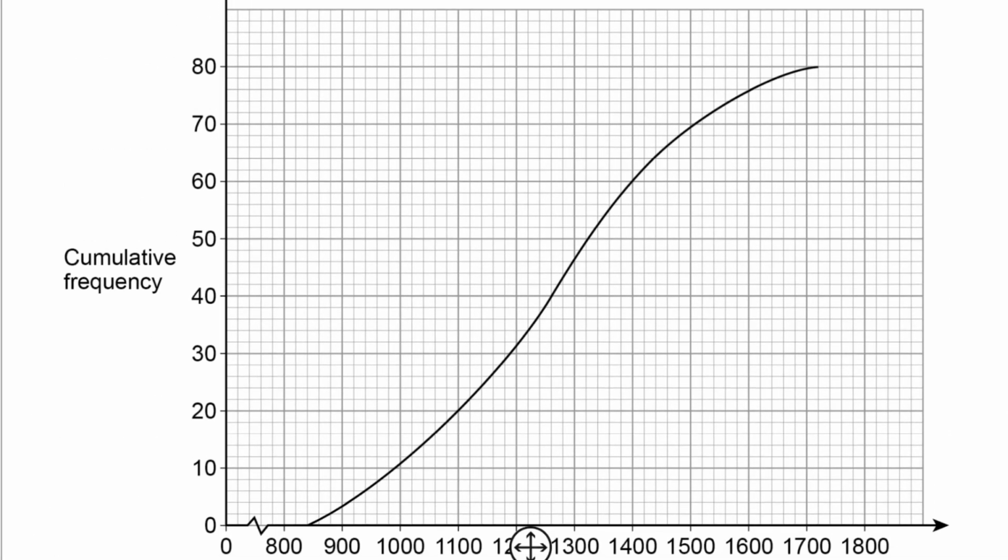Okay. Now you can see that altogether we've got 80 batteries in this sample. Now the interquartile range is the middle half of your data. So basically you need to look at the range between 1/4 and 3/4 of the way through your data set. So 1/4 of 80, 80 divided by 4 is 20. So we're going to read across from 20 to the graph.